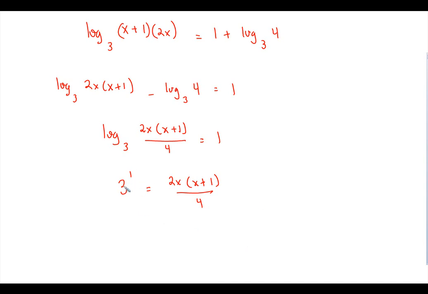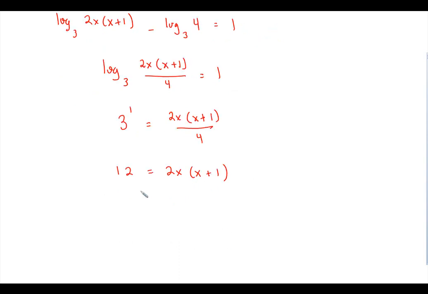So 3 to the first power is 3, multiplied by 4 on both sides. I'm going to end up with 12 is equal to 2x times x plus 1. Then I'll distribute, and I'll get 2x squared plus 2x. It's going to be a quadratic, so I'll set it equal to 0, so I subtract the 12 to the other side. And I can take out a factor of 2, so that would give me x squared plus x minus 6.